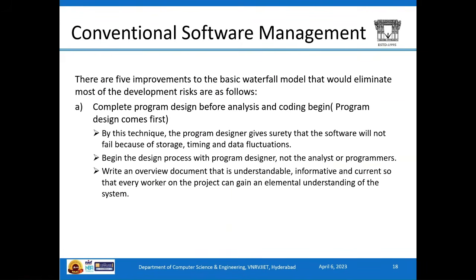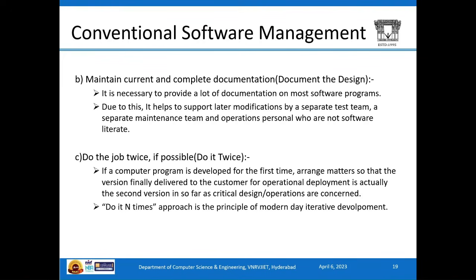So, the five improvements to the basic waterfall model that could eliminate most of the development risks are: the first one is to complete the program design before the analysis and the coding begins. Because by this technique, the program designer will give a surety that the software will not fail because of storage or data fluctuations. We should write an overview document which is understandable and informative to every worker on the project. The second one is to maintain current and complete documentation of the design. This will support later modification by a separate test team who are not software literate.